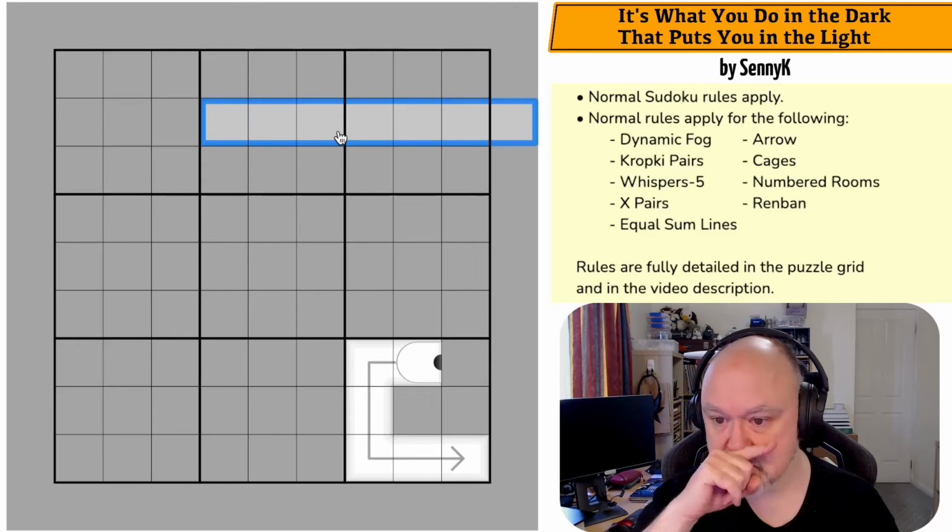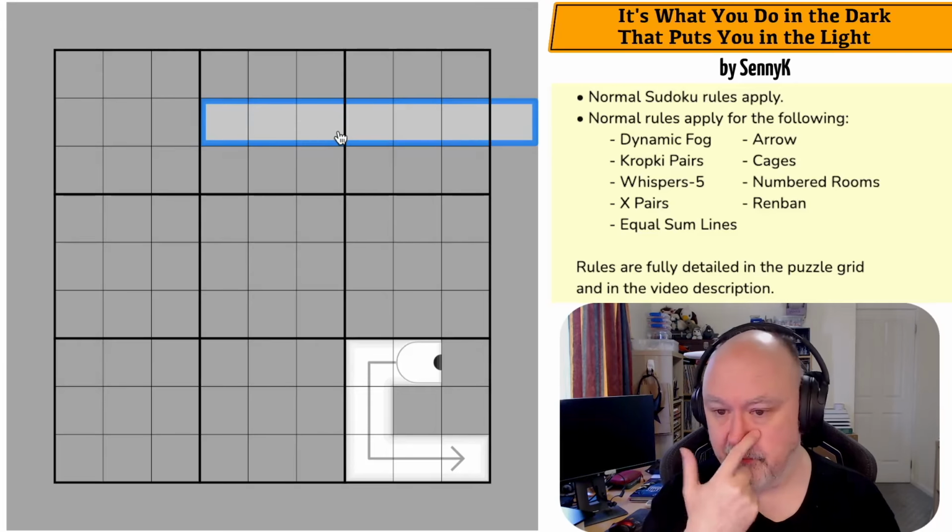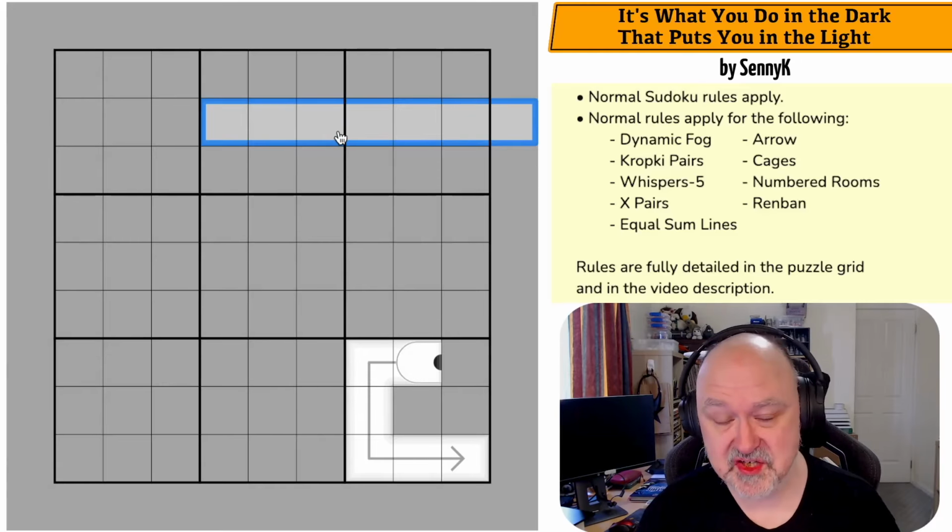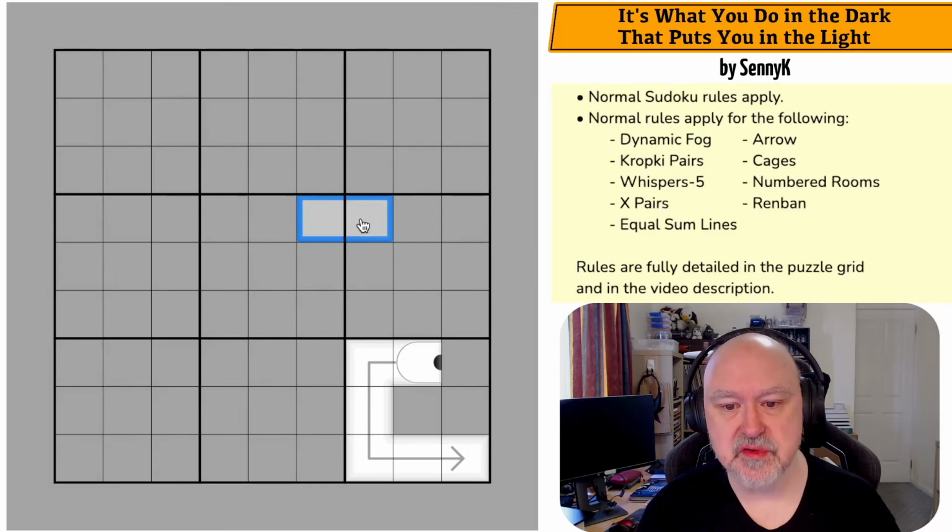I'm having to use small digits for the examples, because this is a fog puzzle, and putting in the correct digit will possibly break something. X. Digits in cells joined by an X sum to 10. So if there was an X between those two cells, they would have to sum to 10.